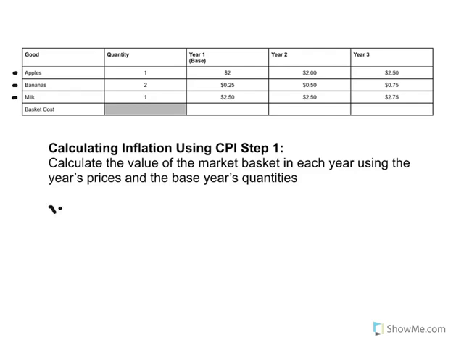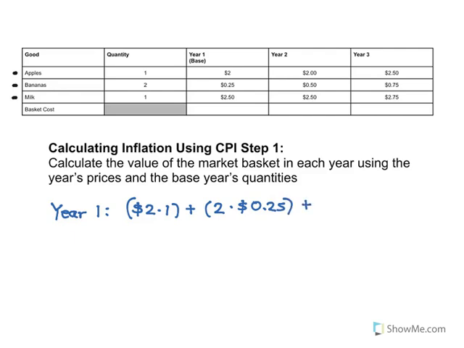So for year 1, actually let's change colors here just so it stands out a bit. So for year 1, what we would do is we would say, okay, I have 1 unit of apples, so that's 2 times 1. Plus, I have 2 units of bananas, and they're each costing me 25 cents. Again, this is in the base year.